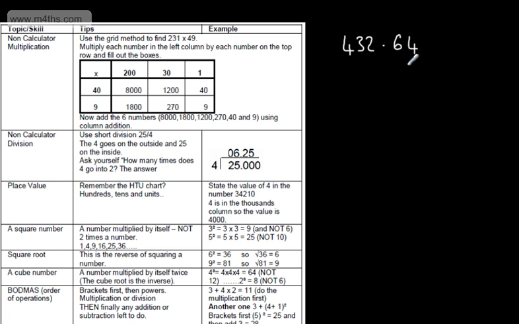432.64, we might be asked to state the value of one of these numbers within this number. So for example, if I asked for the value now of the 3 in this number, we could say that this would be 30. This is now the hundreds column, this is the tens column, this is the units column, then we have tenths and 100ths. So the 3 we would write down 30.